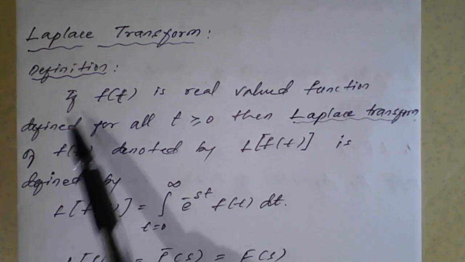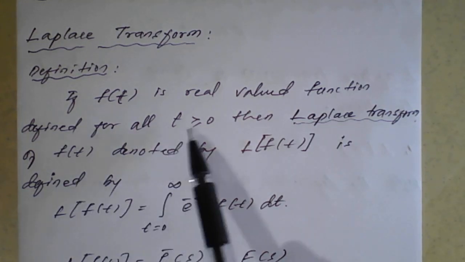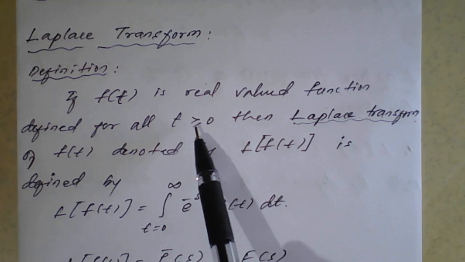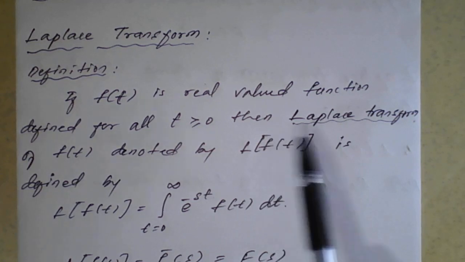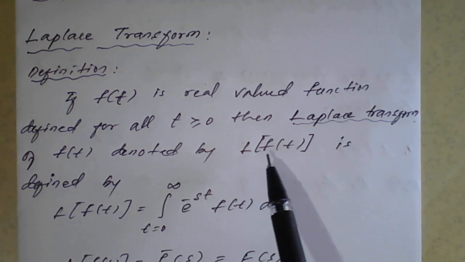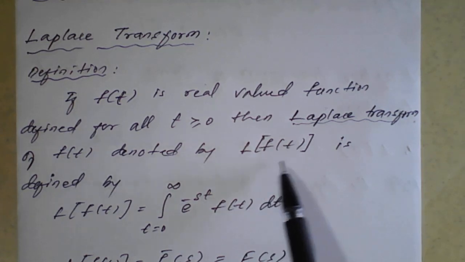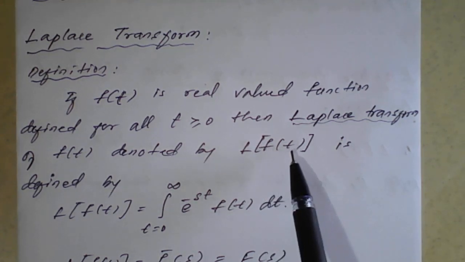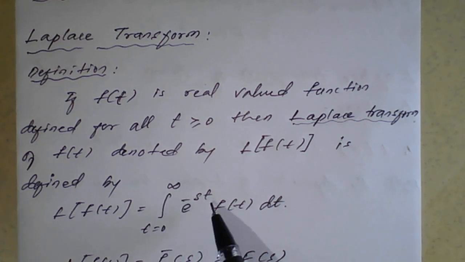I'll repeat: if function f of t is a real valued function defined for all t greater than or equal to 0, t greater than or equal to 0 means the variable t should always be positive. Then the Laplace transform of f of t is denoted by L of f of t. This L stands for the Laplace operator for the function f of t, and t stands for time. It is defined by L of f of t is equal to the integration from 0 to infinity of e raised to minus st f of t dt.